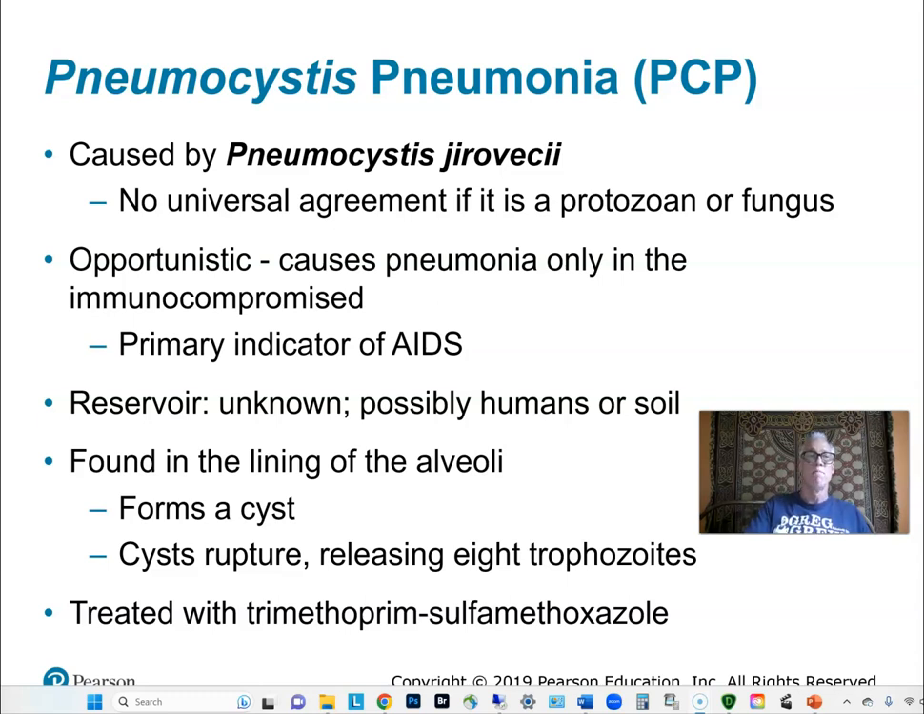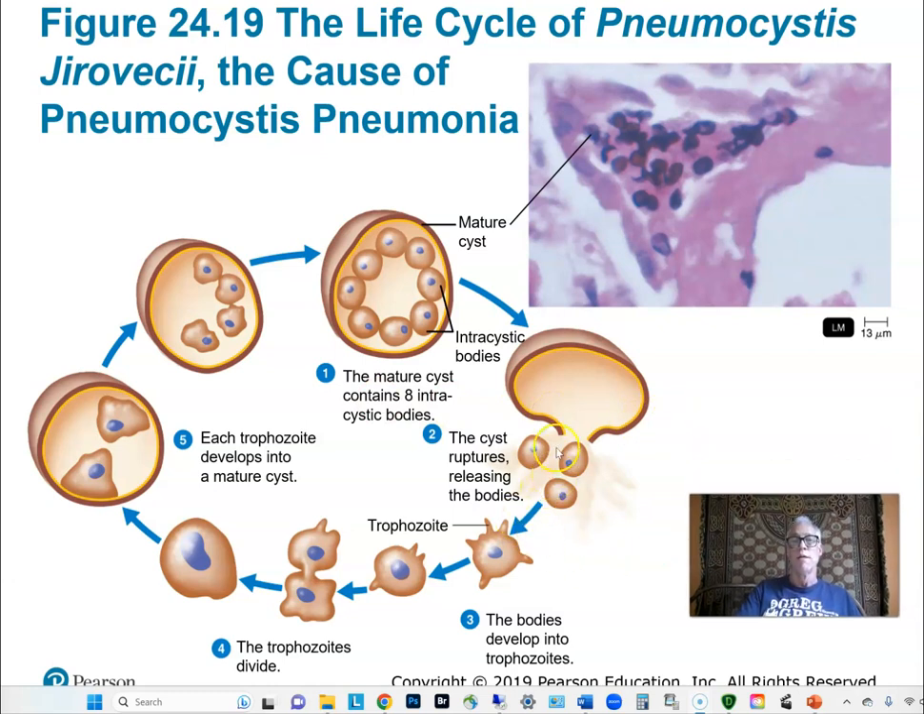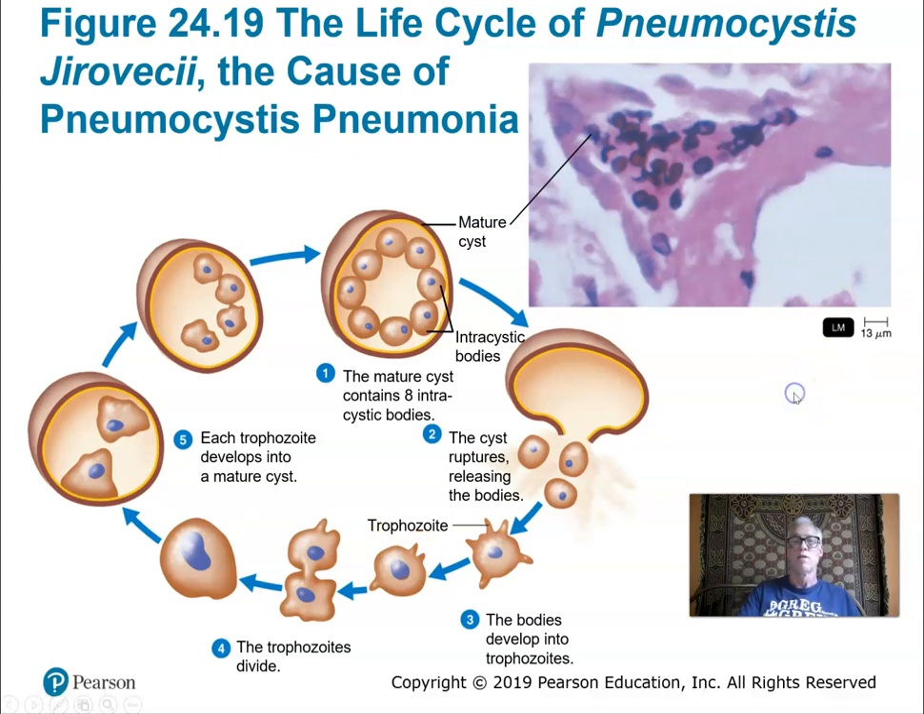Pneumocystis jirovecii. There's a little diagram showing the life cycle of this one. Some cysts rupture, forming trophozoites that then divide and go on to form a cyst in tissues, and then more intracystic bodies that will eventually release the mature cysts or release the cystic bodies to go on and form trophozoites. It's a cyclical effect, and it causes a life-threatening pneumonia in people with AIDS.